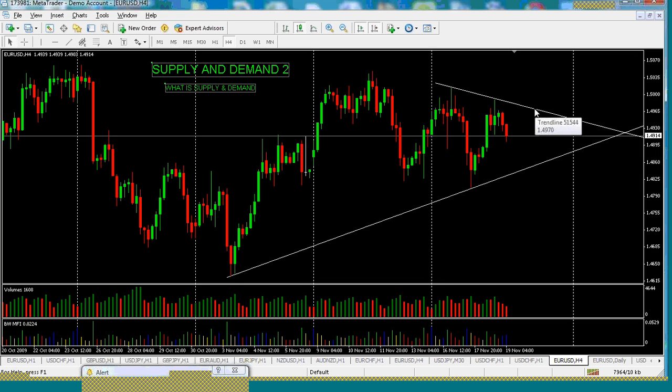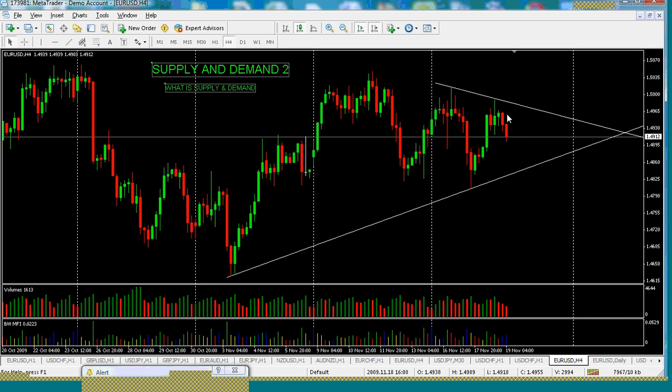And we talked about how if price falls below the demand line, that tells us that supply, or people looking to sell, there are more people looking to sell, and they have swamped or overwhelmed the people on the demand side, or people looking to buy. So when you have more sellers than buyers, then price should continue down.